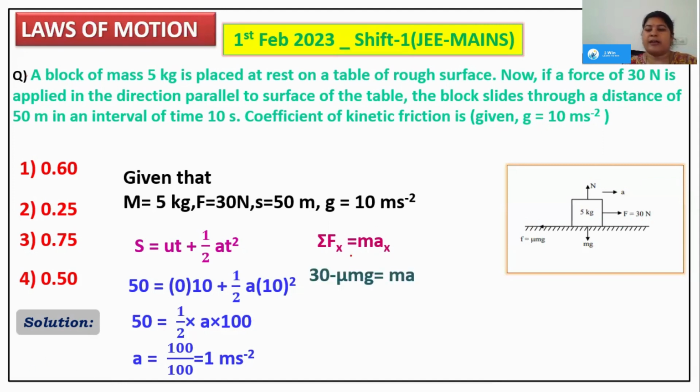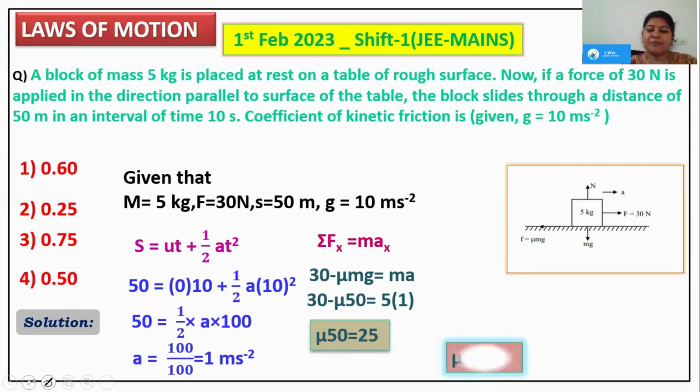So along this direction, 30 Newton, opposite to that, mu into mg, is equal to ma. So 30 minus mu into mg, which is 5 into 10, that is 50, is equal to 5 into 1. Mu into 50 equals 25, which implies mu is equal to 0.5. The correct option is the fourth option.